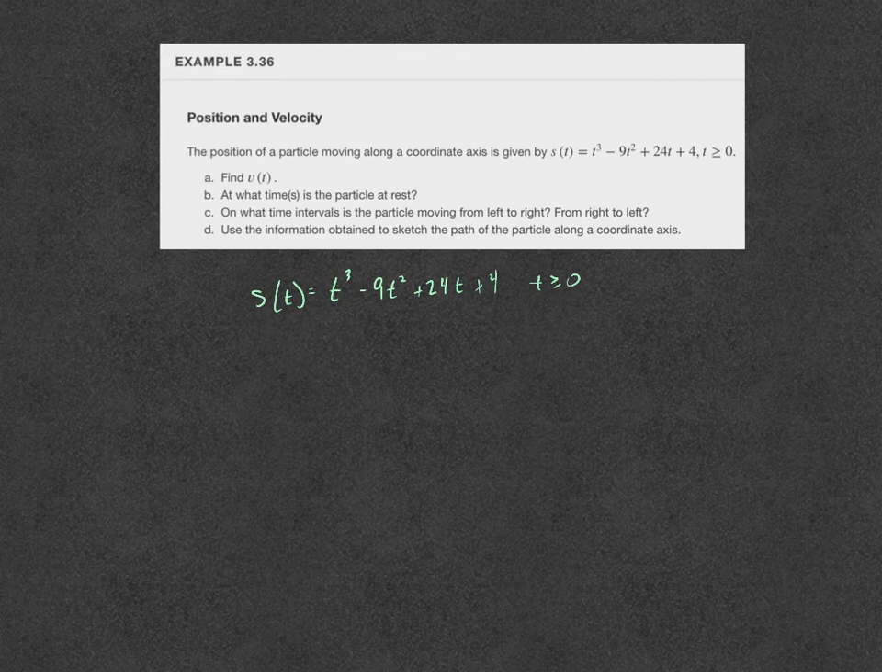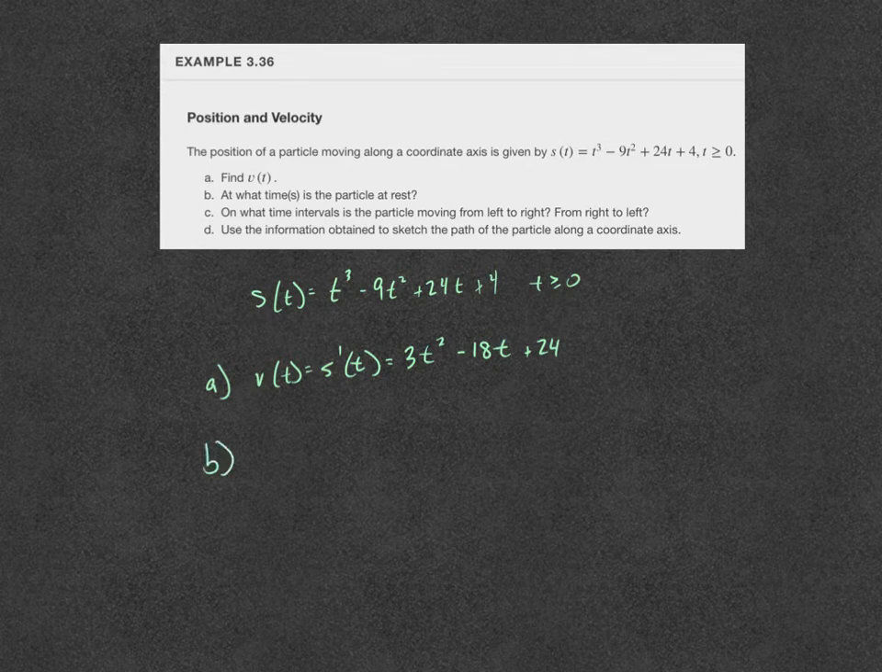All right, part A says find the velocity. V of t is the first derivative. So s prime of t is 3t to the second power minus 18t to the first power plus 24, and then no t, right? That'd be 24t to the 0th power, which is just 24. And then the derivative of 4 is 0. So that's our answer to A.